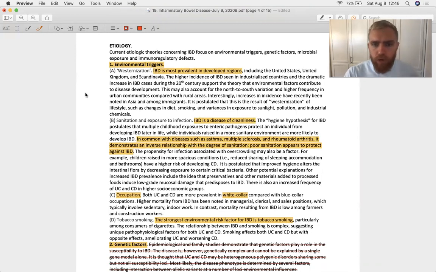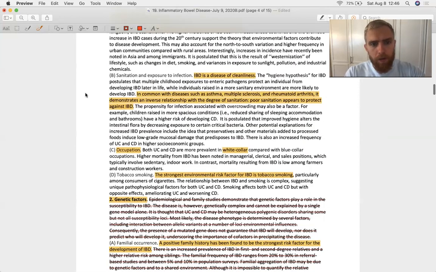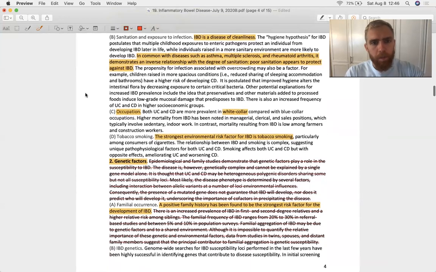All of those are diseases that you're more likely to get if your mom didn't let you play outside when you were a kid. Poor sanitation appears to be protective against inflammatory bowel disease, and that's probably reflective of the diversity of the gut microbiome if you live in such conditions.